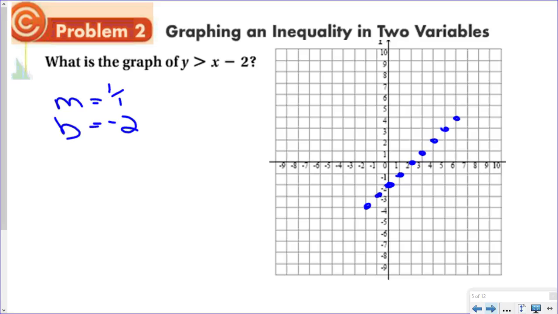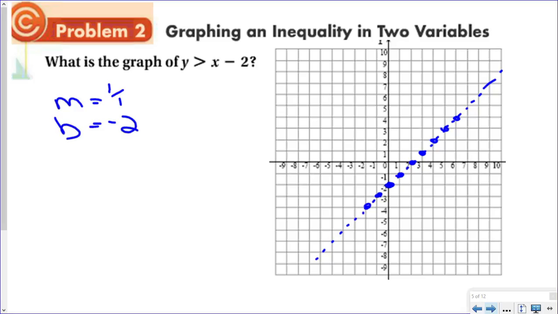Okay. Now, either you're going to connect the dots with a solid line or with a dotted line. This symbol here lets you know that it is a dotted line because it is just greater than. So when you make your dotted line, there's a bunch of little dots like so, and now you're shading.